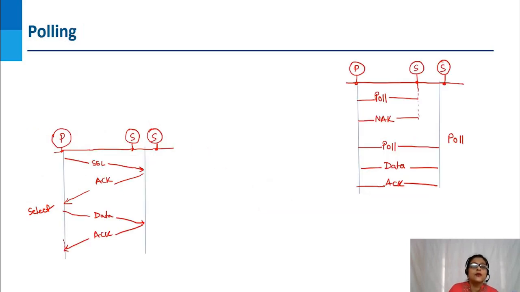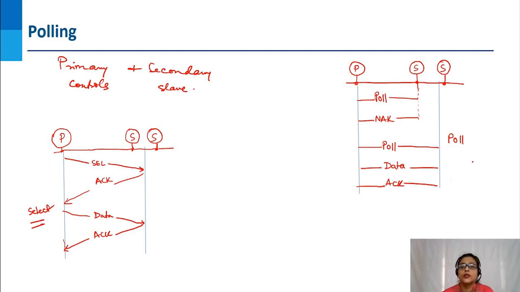Let us understand polling. In polling, there is a primary device and a secondary device. The primary device controls the channel and the secondary device is basically the slave and performs the instructions from the primary. So there are 2 types of polling. One is called select and the other one is called poll. Let's look at these 2 techniques.